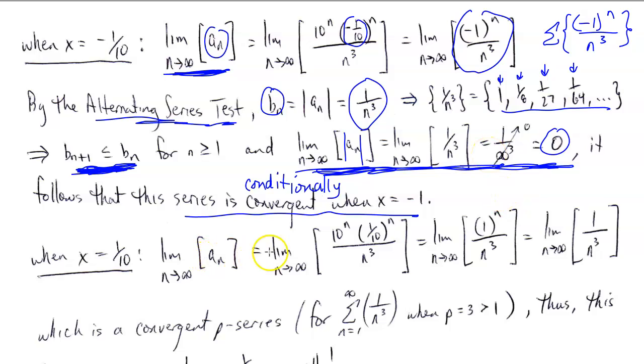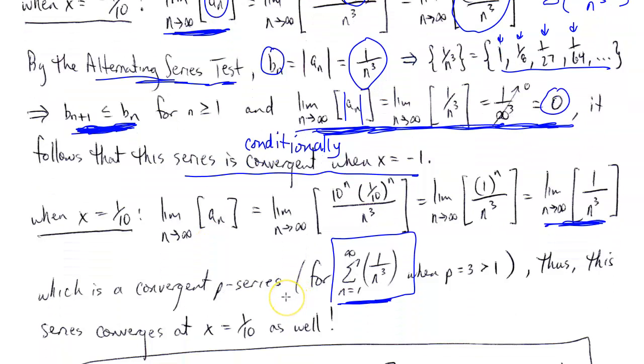All right, so when x is equal to positive 1/10, we plug in everything, and here we end up with just the limit of 1 over n cubed. And of course, the corresponding series for that is a p series when p is equal to 3. And since p is greater than 1, we automatically know that a p series where p is greater than 1 converges, okay? So we see that we will actually have a convergent infinite series as a result of plugging in x equal to positive 1/10 as well.